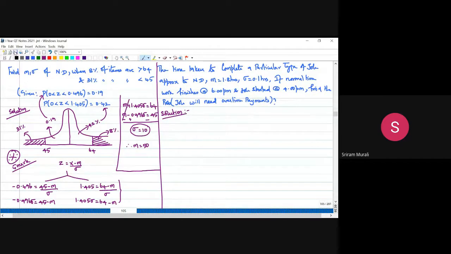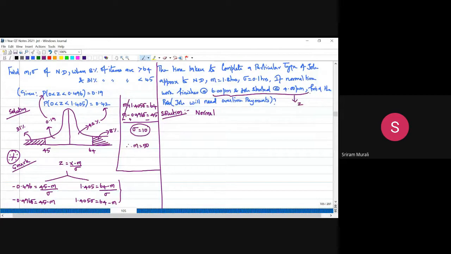So the time taken to complete a particular job is approximated to normal distribution with mean 1.8 hours, SD 0.1 hours. If a normal time work finishes at 6 p.m. and job started at 4 p.m. What does overtime payment mean? Between 6 p.m. to 4 p.m., how many hours has he worked? 2 hours. So in this, the Z value is indirectly given like this.